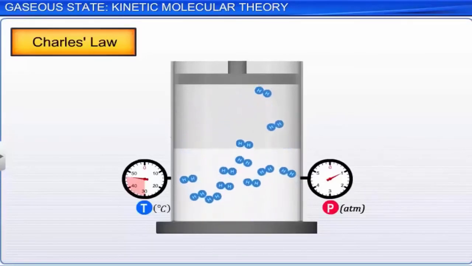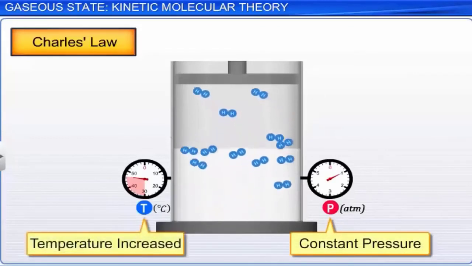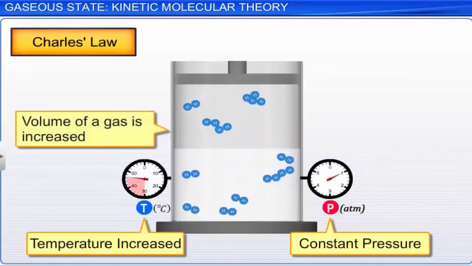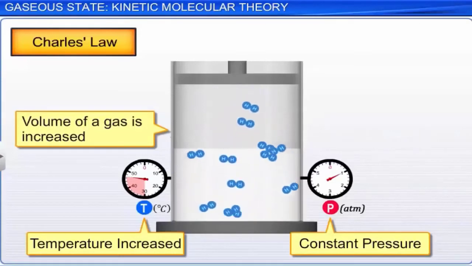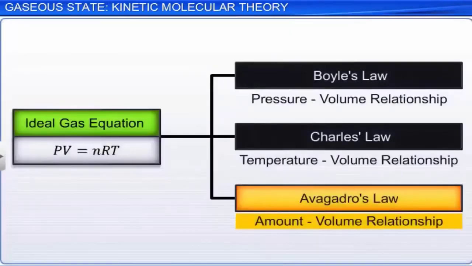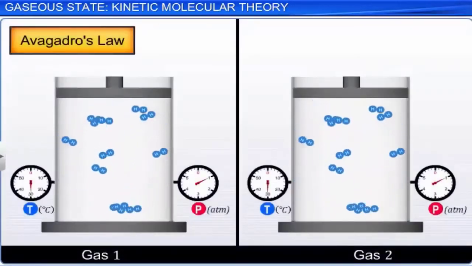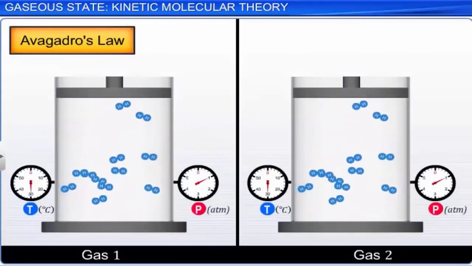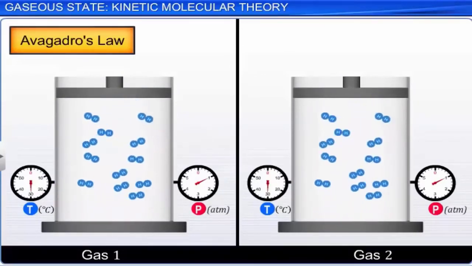Next, let's move on to Avogadro's law. Consider equal volume of two gases under the same conditions of temperature and pressure. Since the temperature of the two gases is the same, according to kinetic molecular theory, the average kinetic energy of the gas molecules should also be the same. We know that the pressure of a gas depends on the number of molecules present per unit volume, as well as their average kinetic energy.